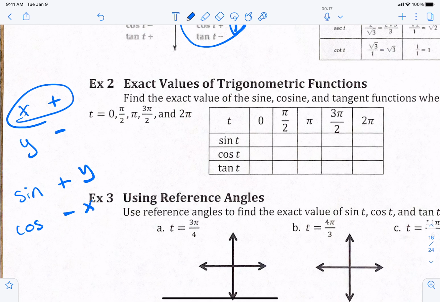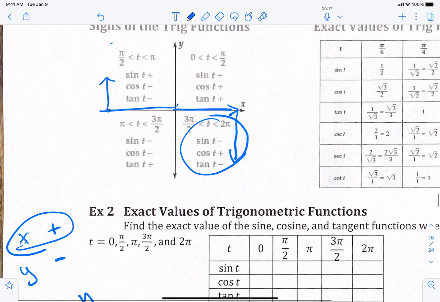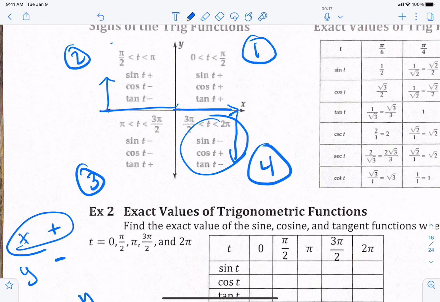It goes like 1, 2, 3, 4. If you need to label that, 1, 2, 3, 4. Okay, maybe that's a good idea to label those. Those are the quadrants if you didn't already know that.